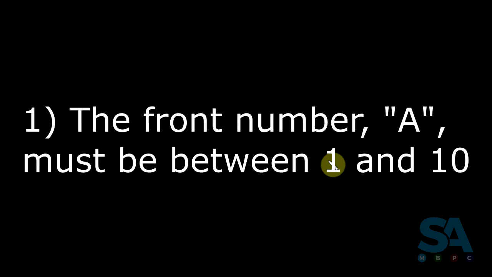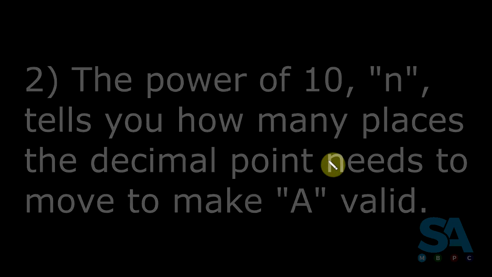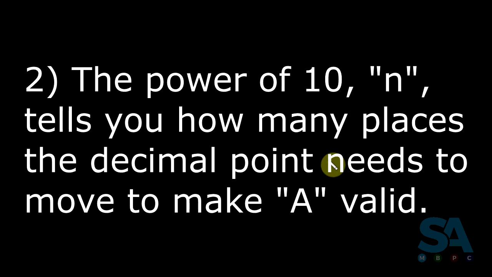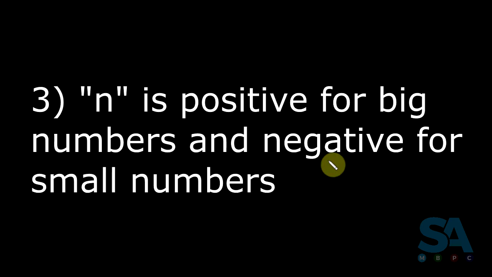So the three rules to learn. Rule number 1, the front number must always be between 1 and 10. Rule number 2, the power of 10, n, is how far the decimal point moves. Rule number 3, n is positive for big numbers and n is negative for small numbers. So let's give you some examples.